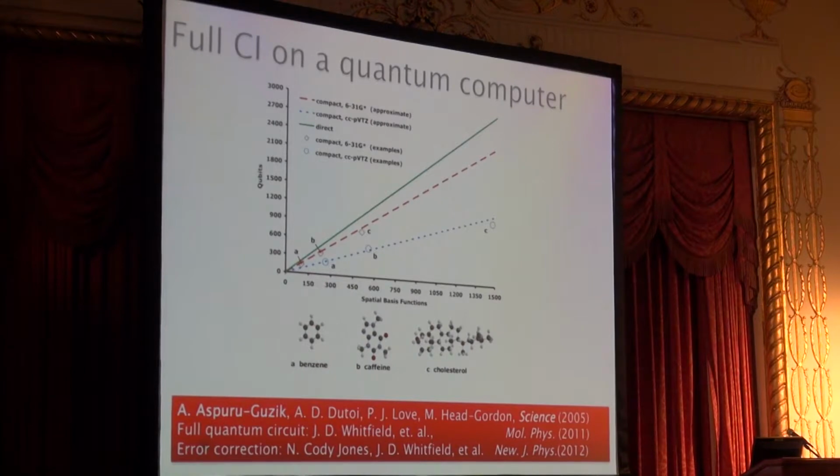And again, this is what I did first in 2005, and then we worked out the full quantum circuit in 2011. This was the first project for my first graduate student, and it took a while because he did many projects in between. And then in collaboration with Cody Jones and the Yamamoto group, we did an error correction analysis of it.